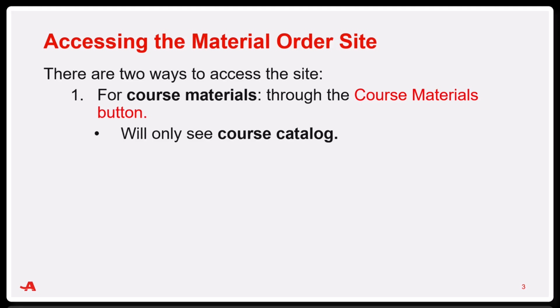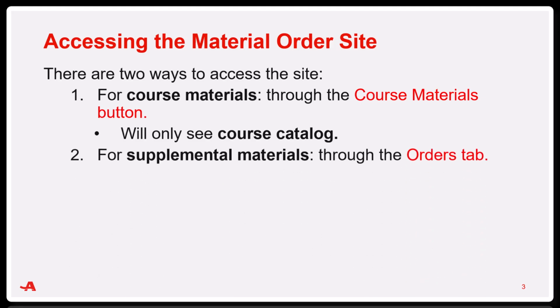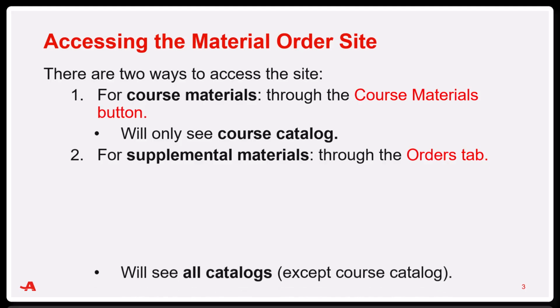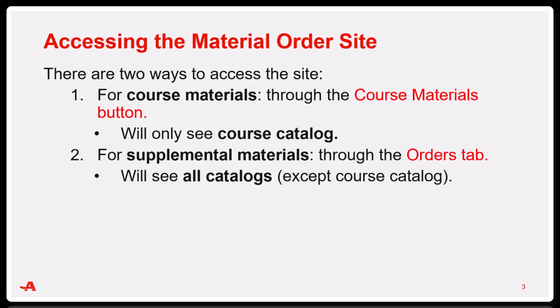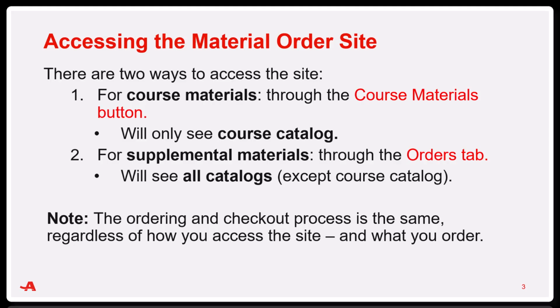Now, if you want to order supplemental materials, you will access the ordering site through the Orders tab. When accessing the site for supplemental materials, you will see all catalogs except for the course catalog. It's important to note that the ordering process is the same regardless of how you access the site and what you order.